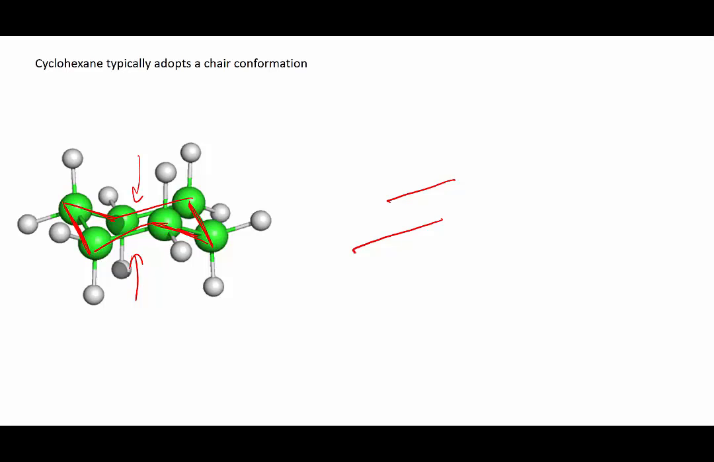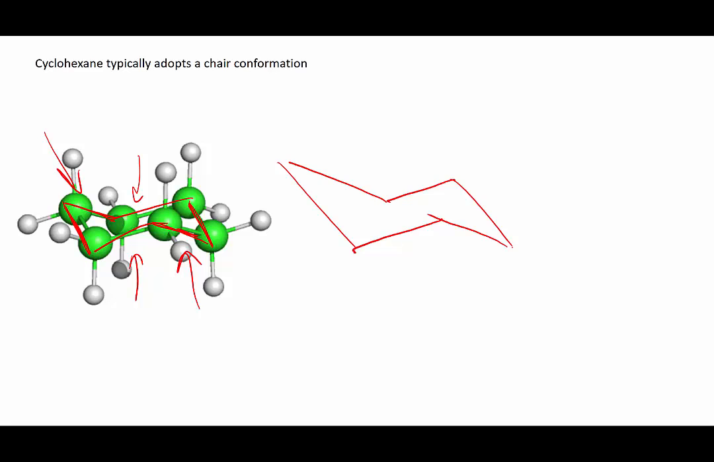Next, we will draw this bond and this bond. And then we'll just connect everything. There's our chair conformation. Notice it's not as nice as the computer image, but it works.